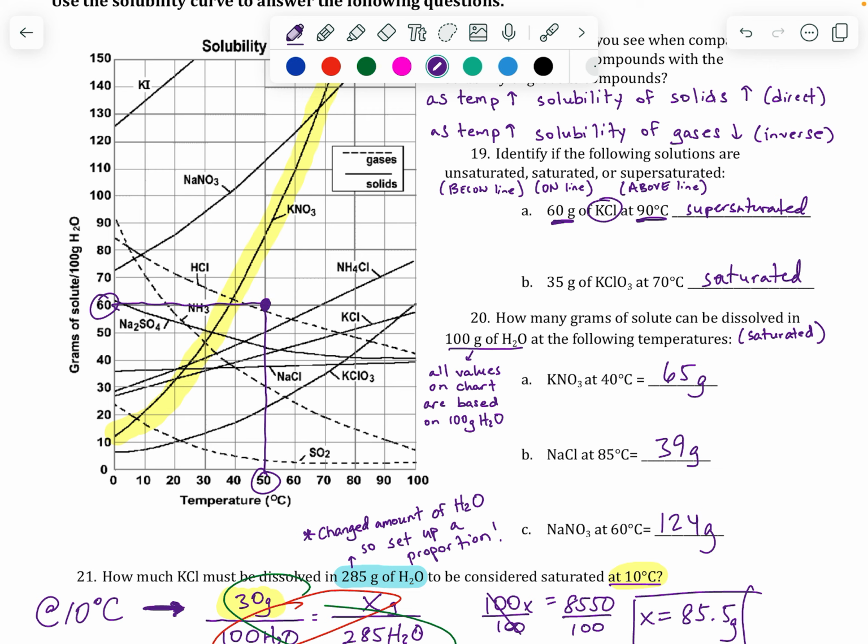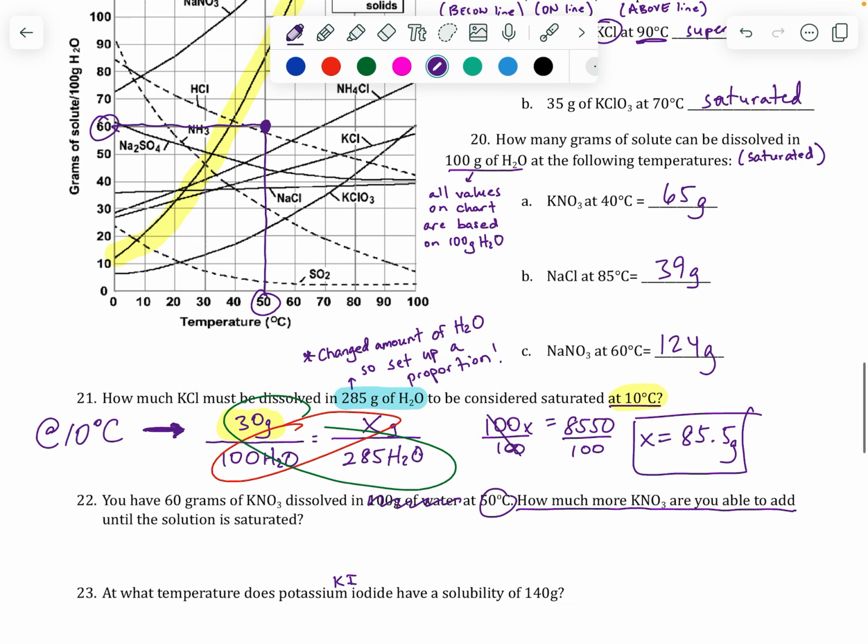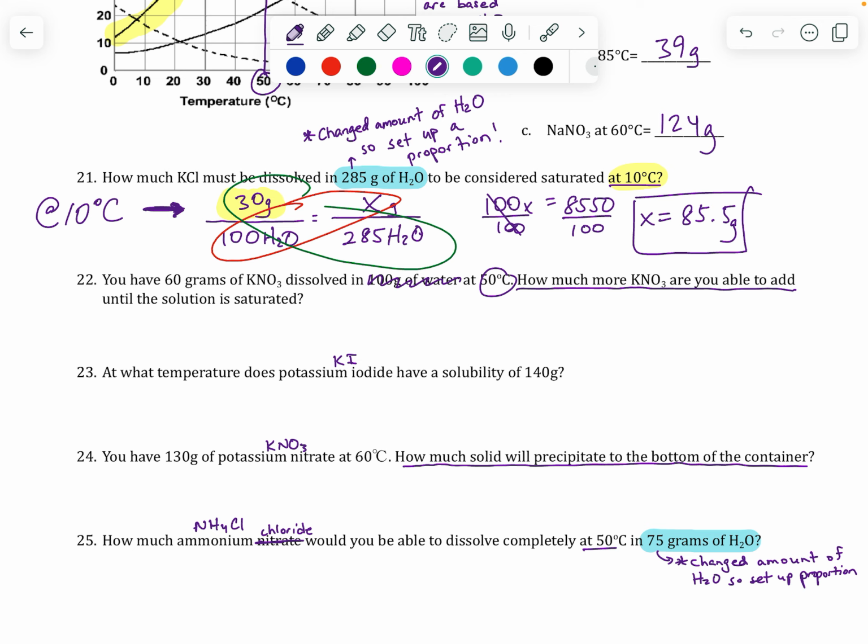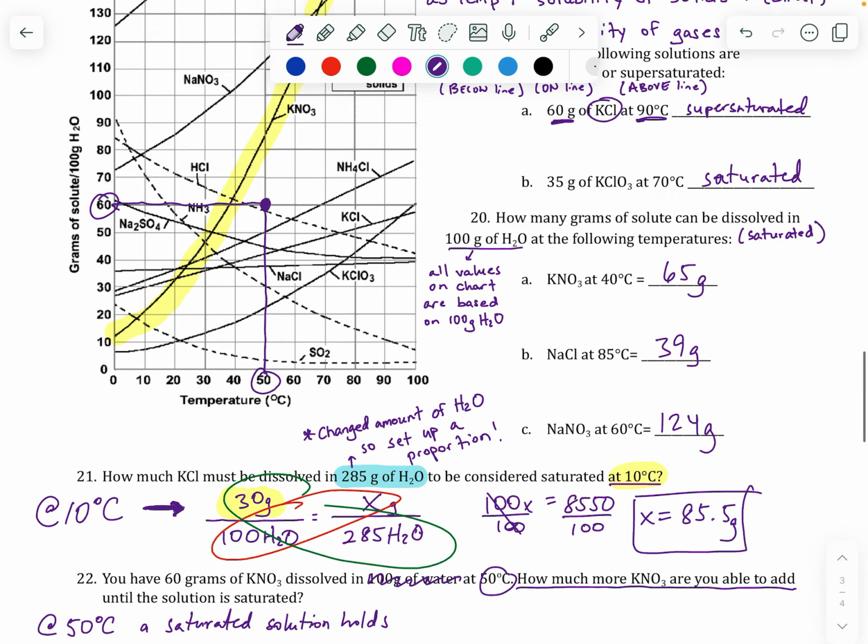And here's my plot. And now what I notice is it is well below the curve of KNO3. And because this is below the curve, it is unsaturated. And so what I would say is, let's figure out how much I can dissolve at that temperature in order to then figure out how much more I'm able to add, because that's what the question's asking me there. So I would say at 50 degrees Celsius, a saturated solution holds, and then we see how much a saturated solution would hold.